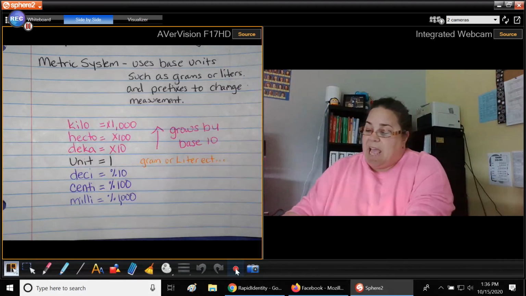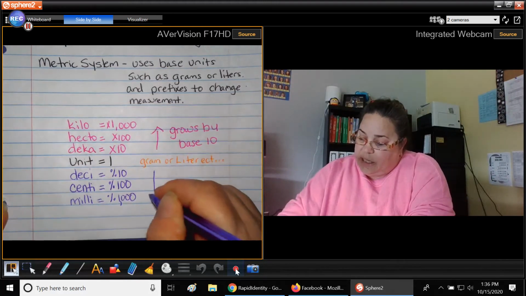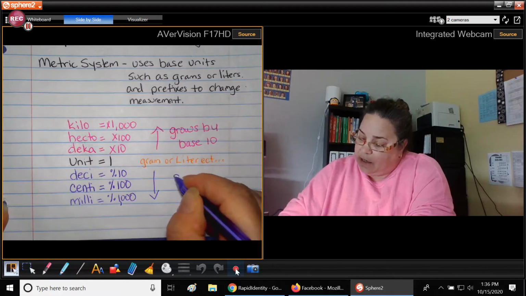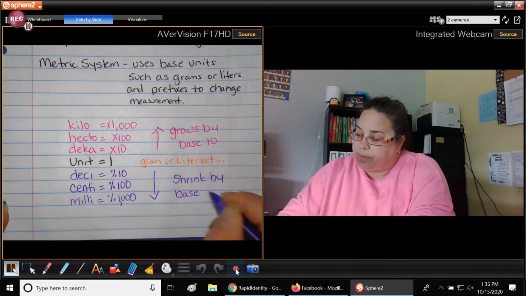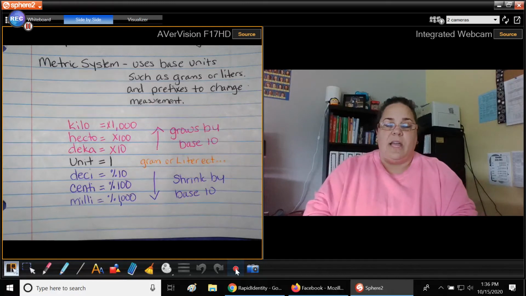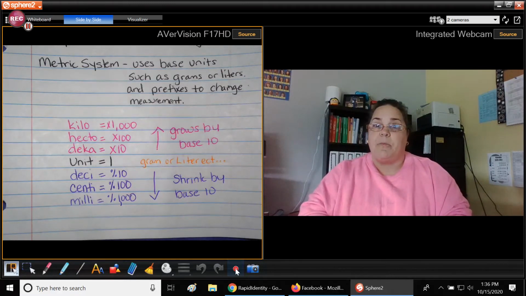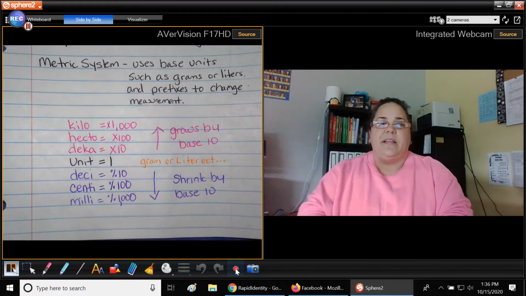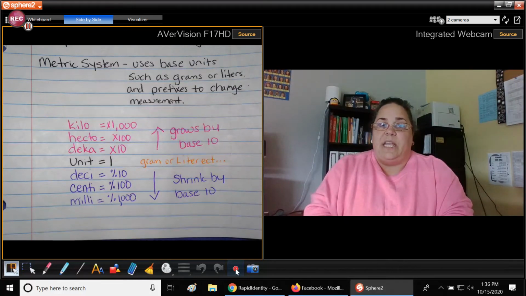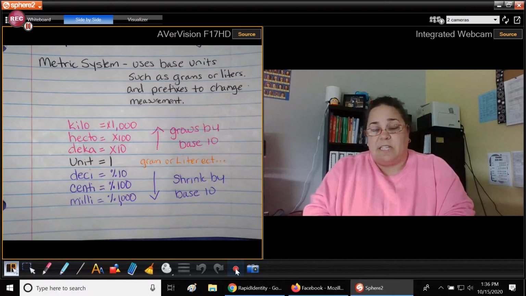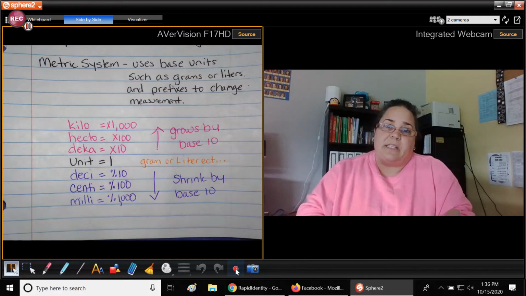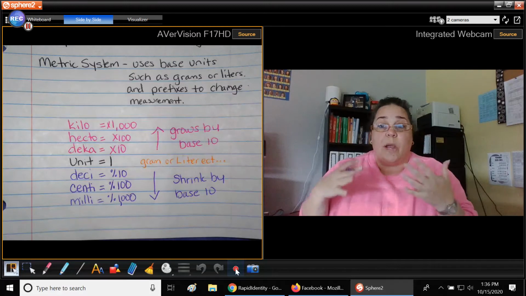Okay, so as you can see, as the numbers shrink, they shrink by base 10. All right, so if you can kind of memorize those as you're going through math, and remember that it would be kilo is times 1,000, hecto is times 100, deca is times 10, unit is 1, deci divide 10, centi divide 100, milli divide 1,000. If you can remember those, you'll be really good basically with the metric system for your everyday needs.